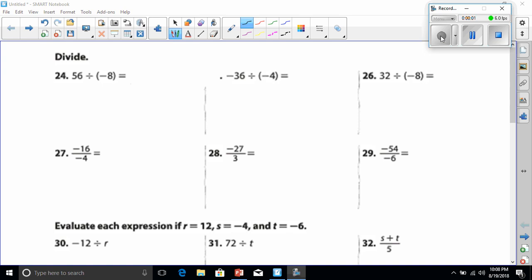Going to be working on dividing integers tonight. Let's go to number 24 first. I'll be doing the even, you'll be doing the odd. Number 24 states that 56 is going to be divided by -8.